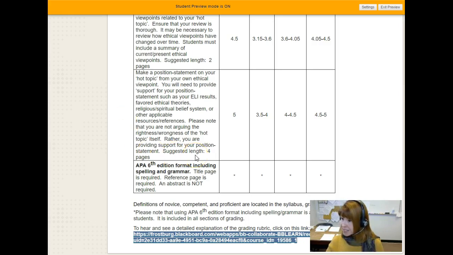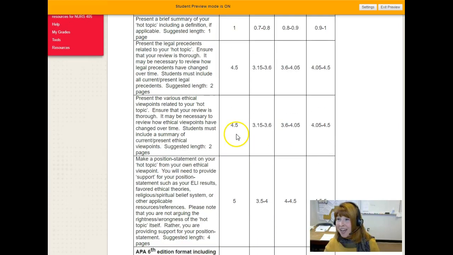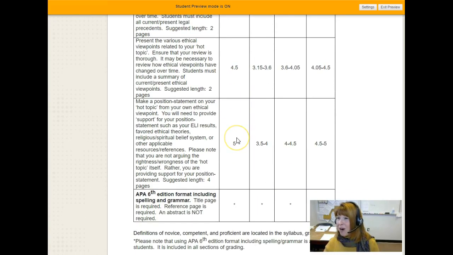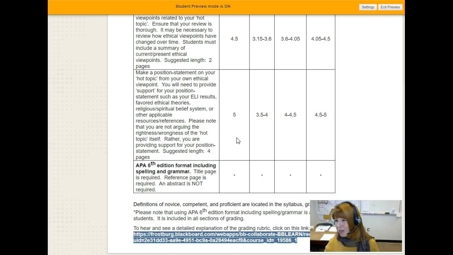And the suggested length for this section is 4 pages. That gives you a lot of leeway and a lot of space to really dig deep and get into the nuts and bolts of all of that. This particular item is worth 5 points, 5 out of 15, more than any other item. So that should tell you right off the bat that this is really where it's at as far as this assignment is concerned. So please invest the time and the research and the effort in developing this section.